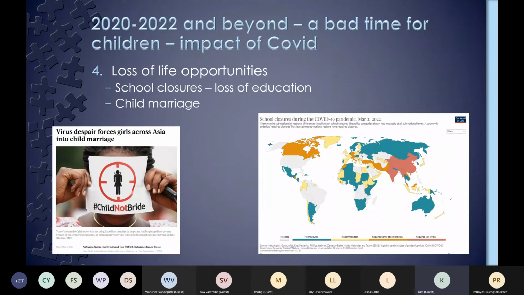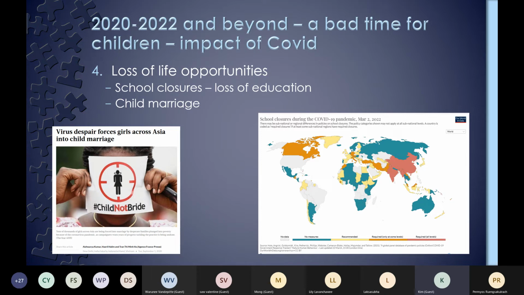There are more problems for children with the pandemic, though, and I've called this loss of life opportunities. The school closures are indicated in the map on the right. It's a little bit hard to read, but the red or yellow colours represent the amount of time that schools have been closed. It's interesting because the country I've just come from, Mongolia, is pictured there in green, but I believe that schools were closed there for almost a year. So I'm not sure how accurate this data is. But nevertheless, school closure has been a big feature of the pandemic.